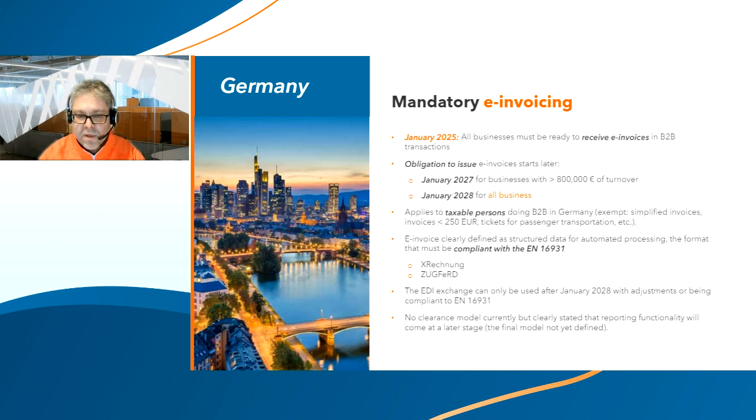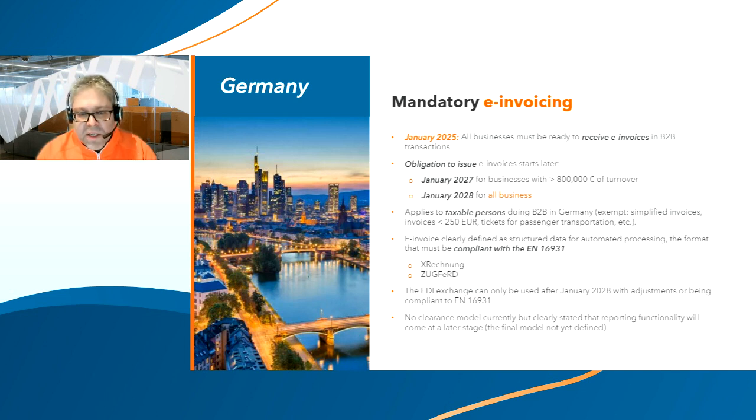These requirements of e-invoicing, starting 2027-2028, will apply to taxable persons in B2B in Germany. Also, there are some exemptions. For example, simplified invoices under 250 euro and tickets for passenger transportation are excluded. If we talk about an e-invoice, as we learned, it's defined as structured data, designed for automated processing, machine readable, and it must comply with the EN 16931 standard. And in Germany, the accepted formats are XRechnung and ZUGFeRD. I will come to another slide with the details in a minute.